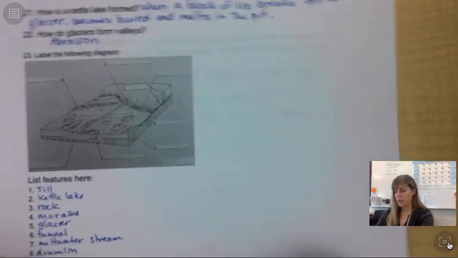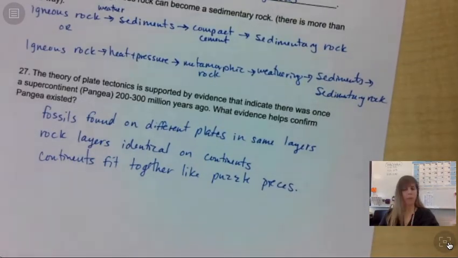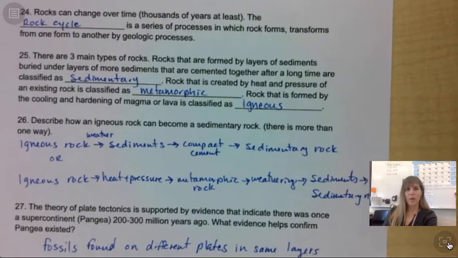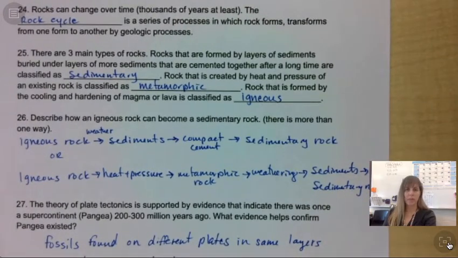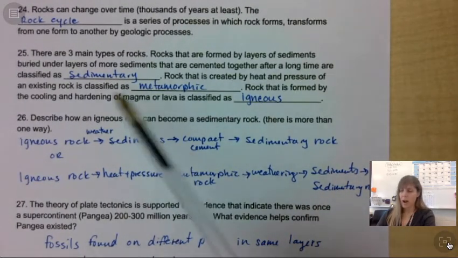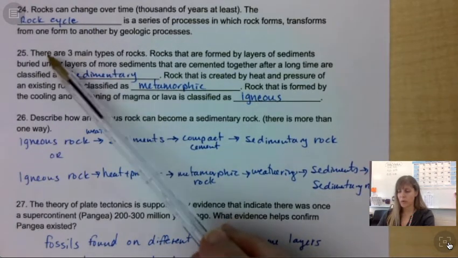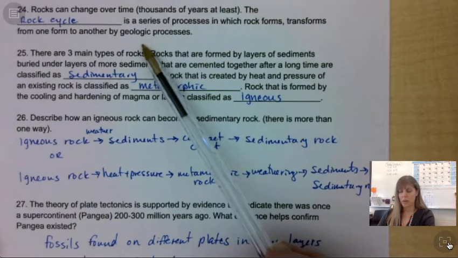Okay, so last page coming up, hooray! All right, so number 24, rocks can change over time, like thousands of years. The rock cycle is a series of processes in which rock transforms from one form to another by geologic processes.